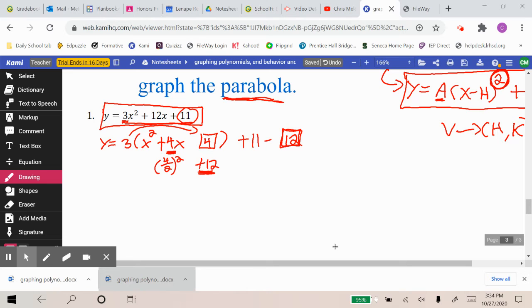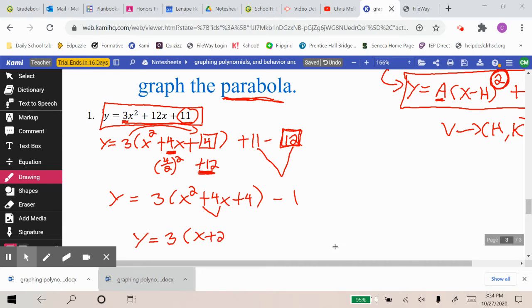So then this is really what we have. This 3 and then the x squared plus 4x, oh, I forgot to put a plus right there, plus 4. And then the outside, when we combine this, 11 minus 12, we get minus 1. Now after completing the square, we're going to get a binomial that's squared. So this quadratic in vertex form is going to factor to 3 times the quantity x plus 2 squared, and then minus 1.